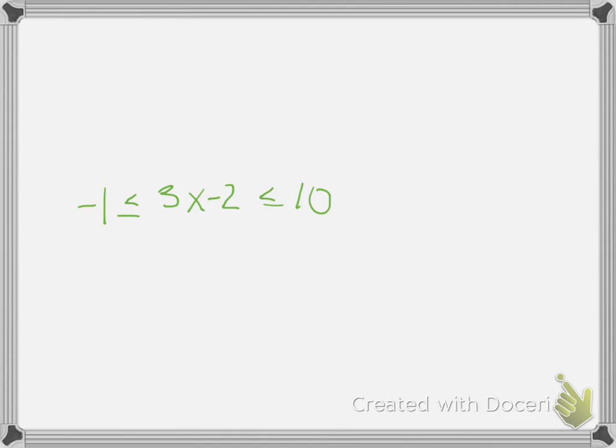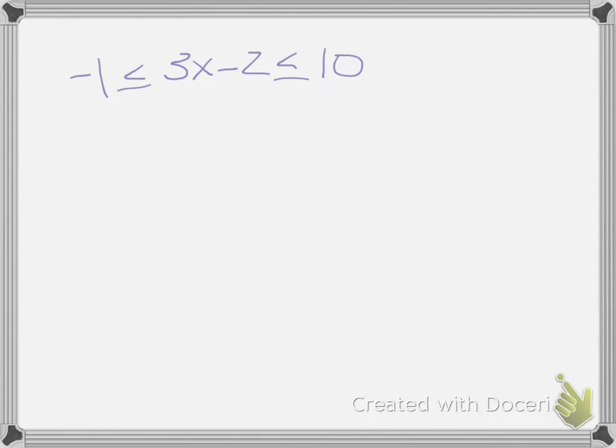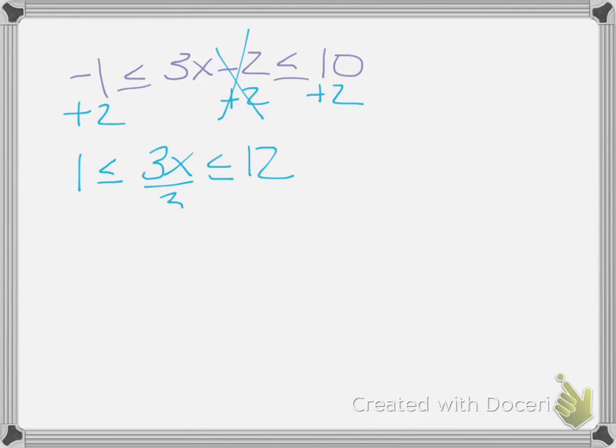I want to solve, and then I'm going to graph this. So I'm going to write it up a little higher to make it easier. What I do to one side, I have to make sure I do to both sides. So if I add 2, I have to add 2 to everything, because remember, we're trying to get x by itself in the center. So negative 1 plus 2 gives me 1. We still have 3x. Our 2's cancel. 10 plus 2 gives me 12. Now I have to divide everything by 3, because right now I'm multiplying.